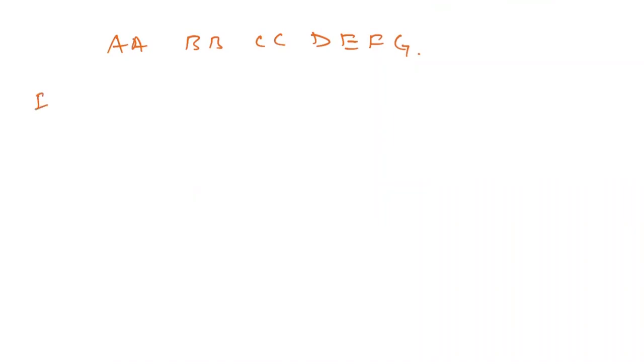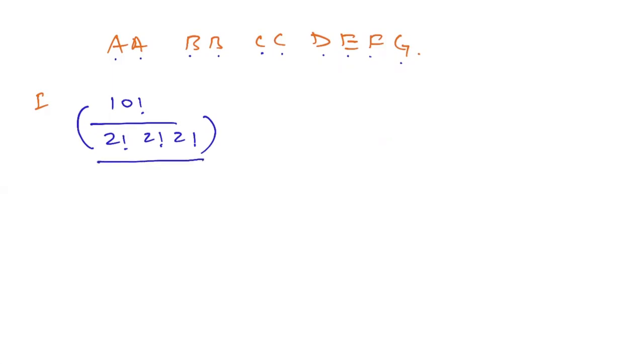What we have to do in this case, first, the case without any restrictions is 1, 2, 3, 4, 5, 6, 7, 8, 9, 10. Factorial 10 by factorial 2, factorial 2, factorial 2. This is the case when maybe A's are together, maybe B's are together, right? So without any restriction, we are getting this case.